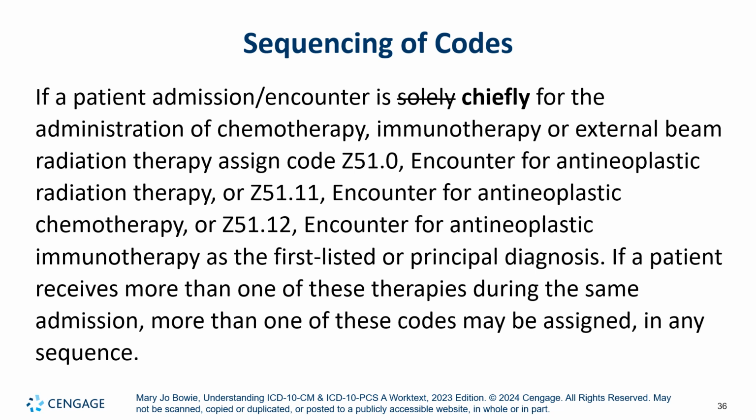So here's your code for the encounter code, and the Z51.0 is for radiation therapy. Your Z51.11 is for your chemotherapy, and your Z51.12 is for your immunotherapy. These are going to be first listed principal diagnoses. If a patient receives more than one of these therapies during the admission, more than one of these codes may be assigned, and they could be in any sequence. It really doesn't matter.